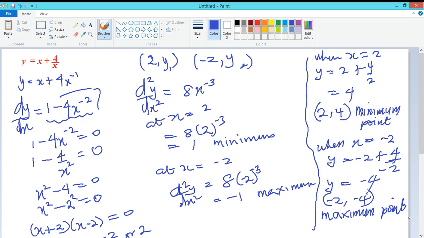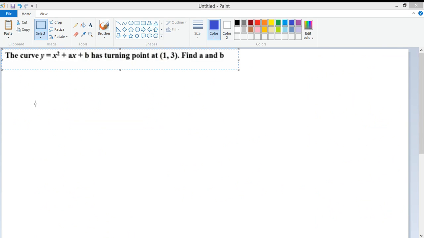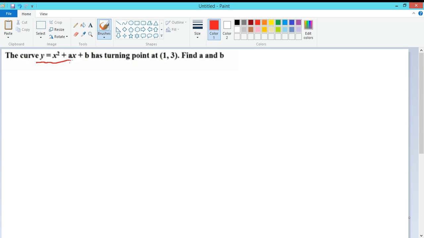Let's look at the last question. That was rather question 2. The first one was question 1 ABC. So this is question 2. The curve y is equal to x squared plus ax plus b has a turning point. When you hear the word turning point, dy/dx is 0. The turning point is at 1, 3. Find A and B.